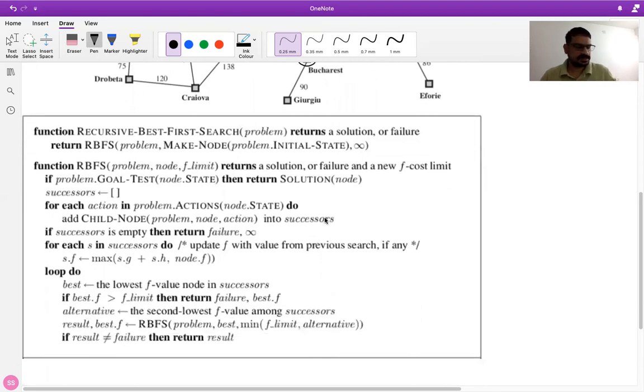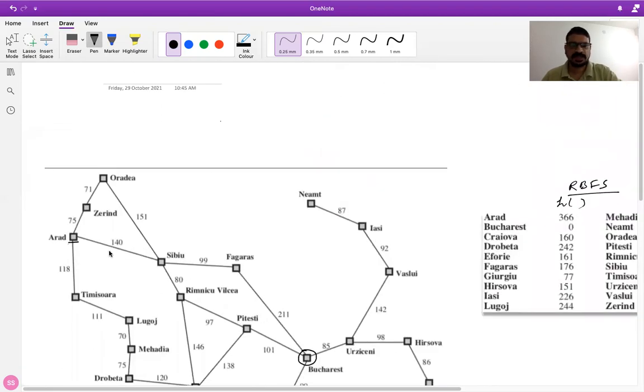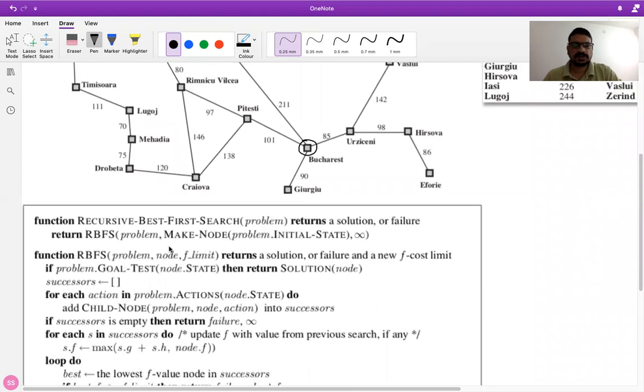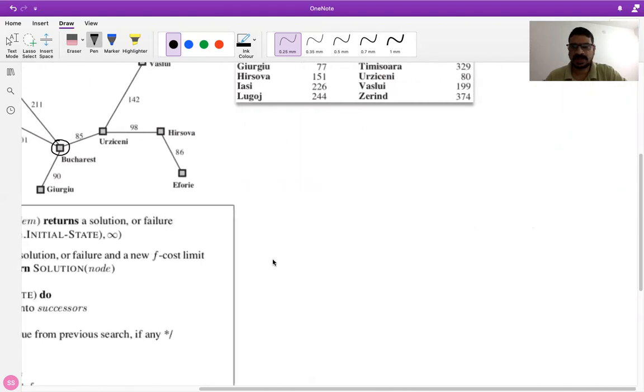Now let's see the function definition for this recursive best first search. What we are doing is we are taking the problem. Let's say this state space is your problem. The initial state is given, the final state is given, the path cost is given, the heuristic value is given. All these are your problem. Then node is, initially, your Arad. So Arad is your node. And what is the F limit? Initially we have initiated it with infinite. I'm just writing this particular line here to show how it will be executed.